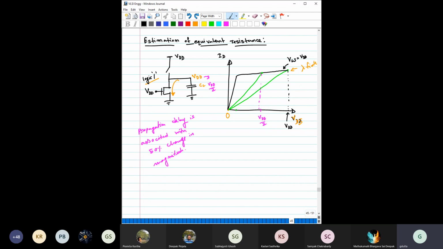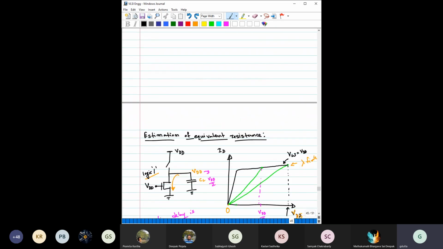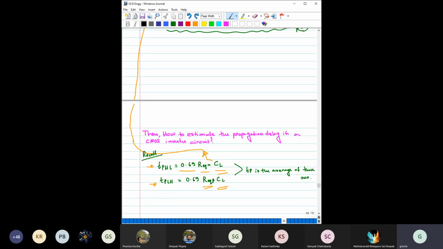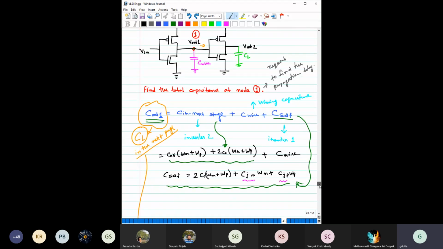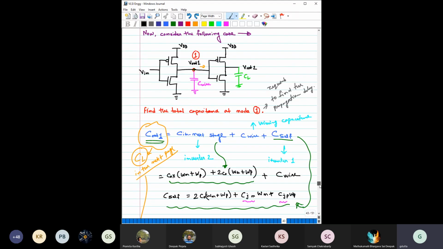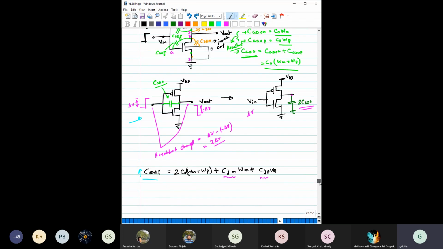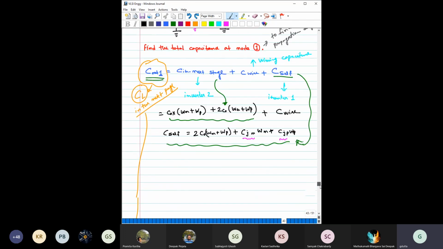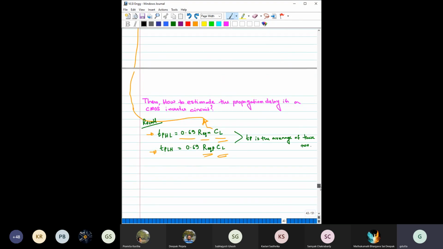So in the last class we were discussing propagation delay, and we have seen how to estimate the total input capacitance and output capacitance. Now, when you want to calculate the delay, that is TP, you know that TP is the average of TPHL and TPLH, right? TP is the average of these two.